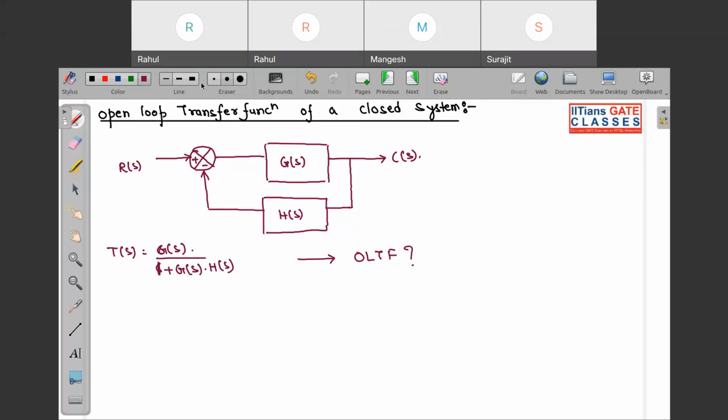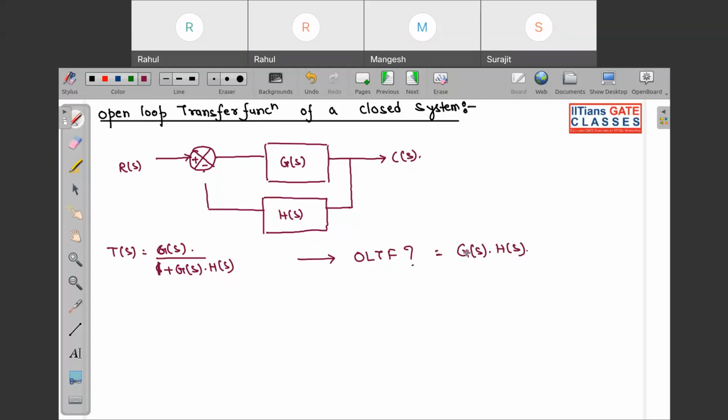So we are never going to open this system from here. We always open the system from this feedback point. We are going to open it from the feedback point, and the open loop transfer function will be given by GsHs. So always remember that for a closed loop system, if your OLTF is asked, you are going to write GsHs.